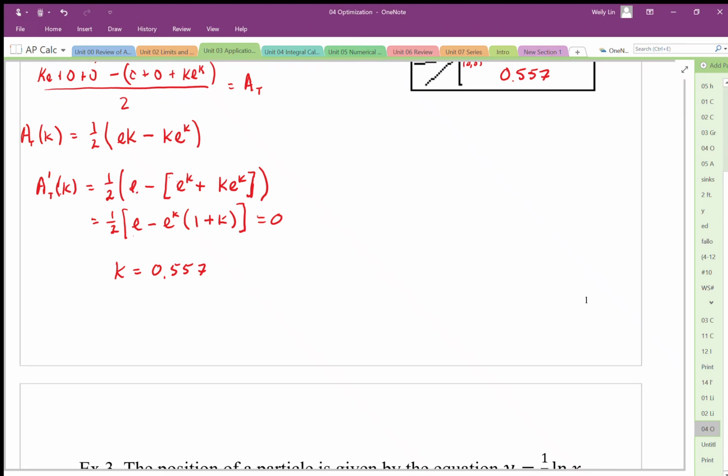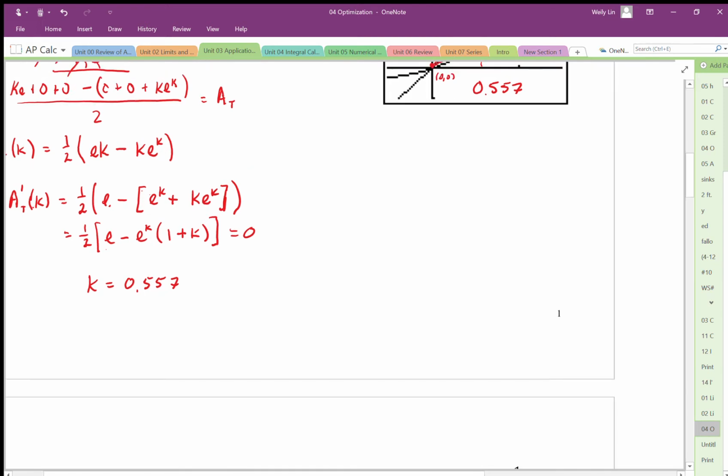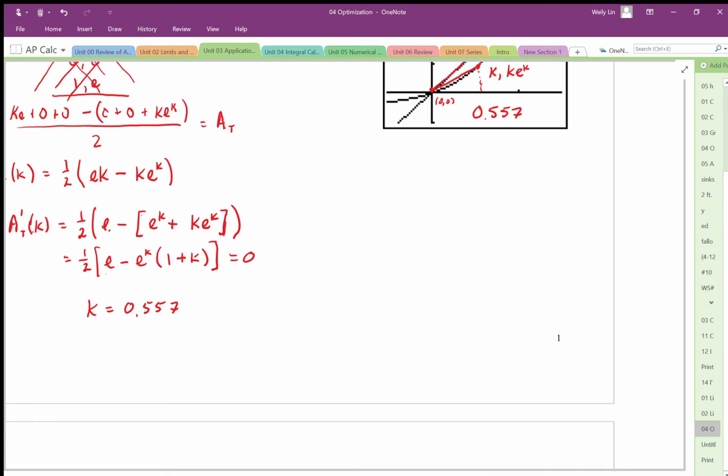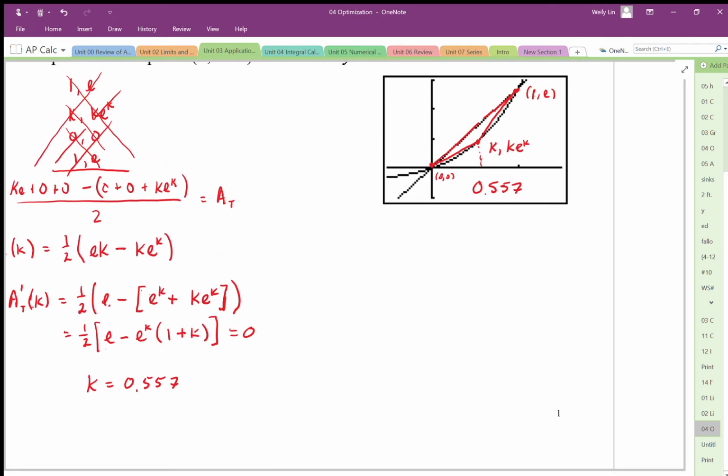So the solution to that last problem, we have to do it by graphing, but when you graph this, the solution for k ends up being 0.557. So if we take a look at the graph here, at about 0.557, right about there, we're going to get our maximum area triangle in that space.